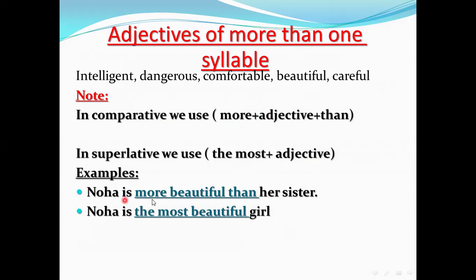You say Mona is more beautiful than her sister. So I compare Mona to her sister, and I use more adjective than, more beautiful than. Here we say Mona is the most beautiful girl. So no one is more beautiful than Mona. So here it will be the most beautiful girl. Let's go to another one.